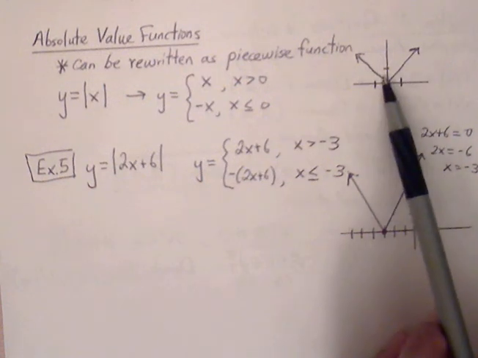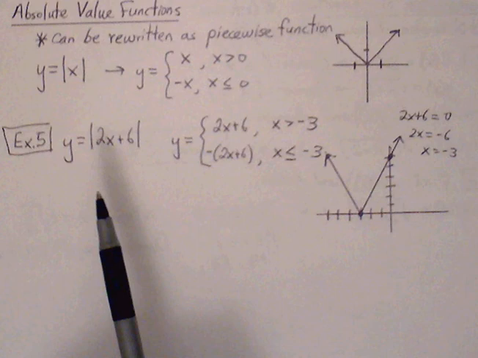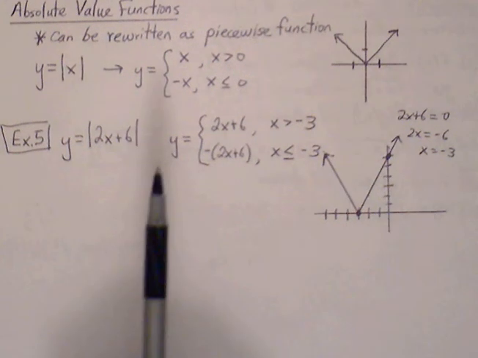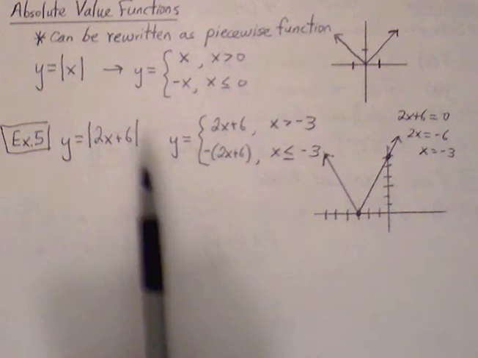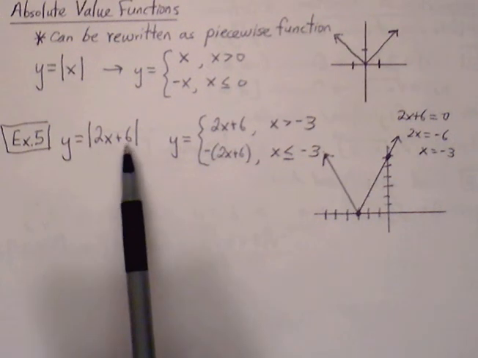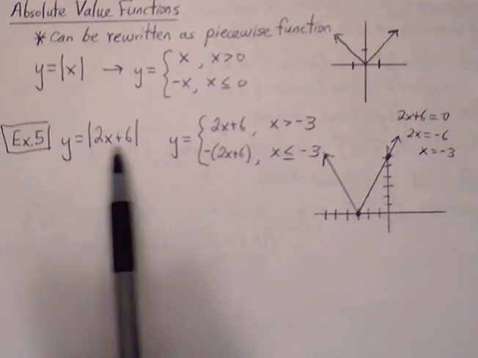We want to graph y equals the absolute value of 2x plus 6, and we also want to rewrite it as a piecewise function. So first off, the piecewise functions are going to be the original 2x plus 6, as well as the negative version of this, negative 2x plus 6. The way we find the restriction is we set the expression inside the absolute value equal to 0. So 2x plus 6 equals 0. Solving for x, we get 2x equals negative 6, so x equals negative 3.